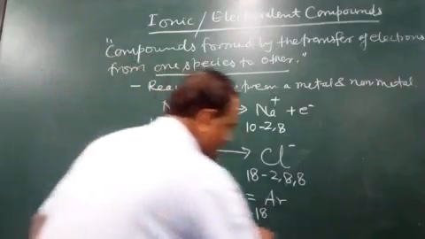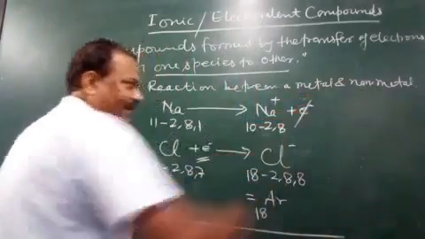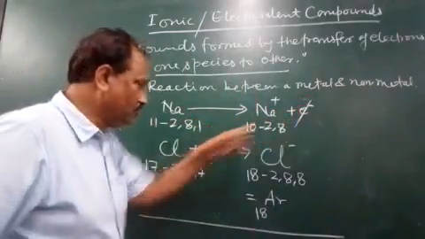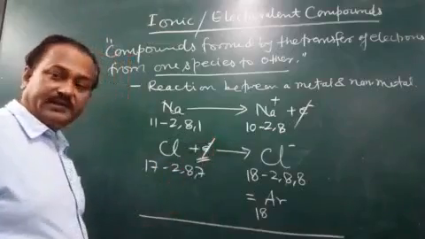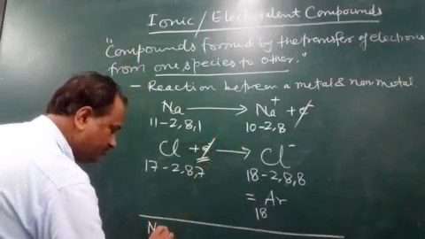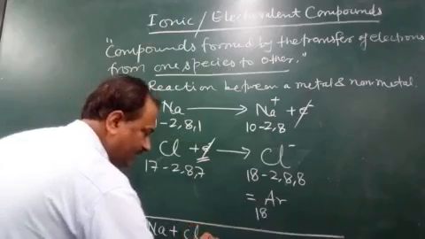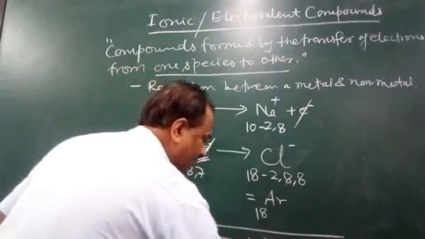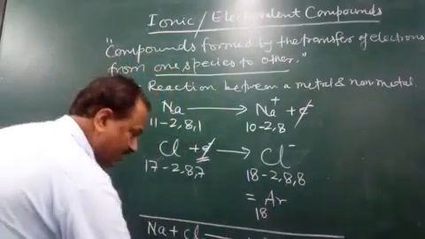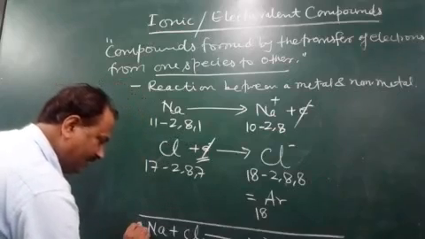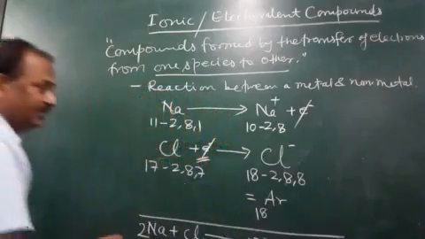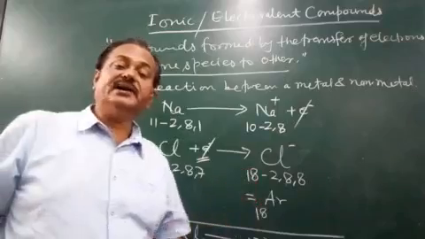Now see, the electron has been lost by the sodium atom to form the sodium ion, so this electron has been consumed here and it will cancel out. So what happens when sodium and Cl react together? There will be formation of NaCl. Now we have to balance it. So here we write Cl2 and here there will be 2Na and 2NaCl. Thus this is the way ionic compounds are formed.